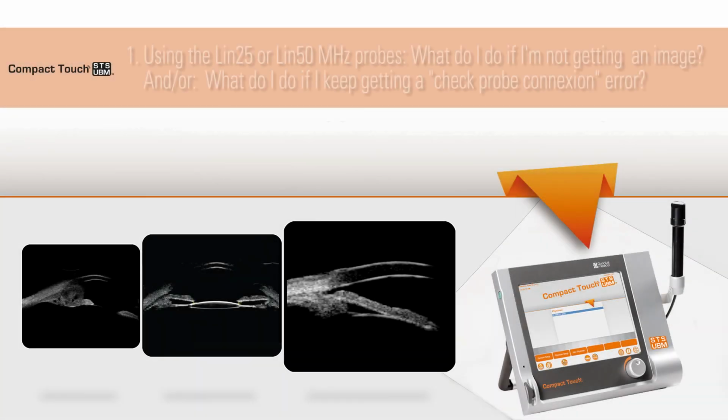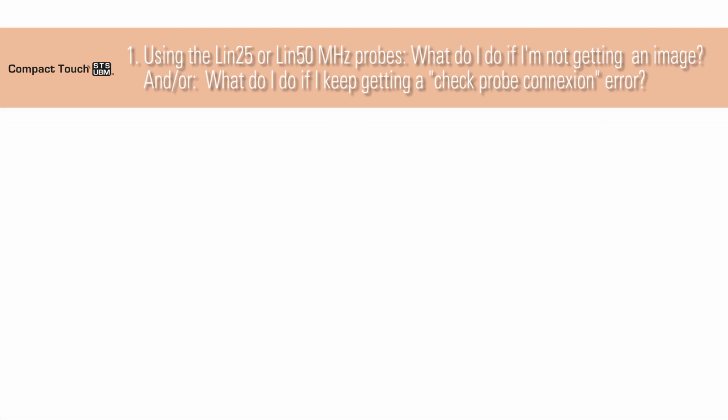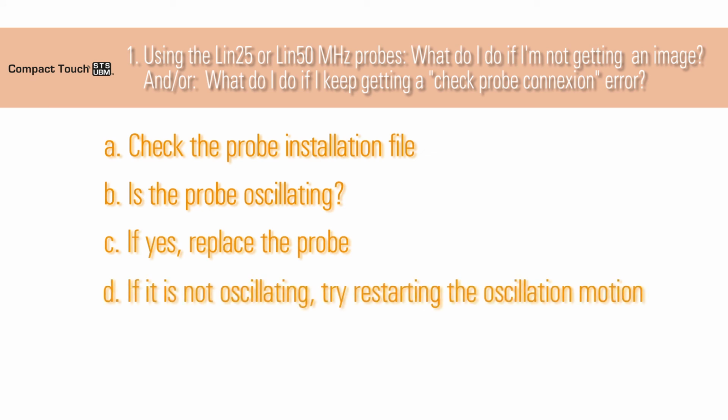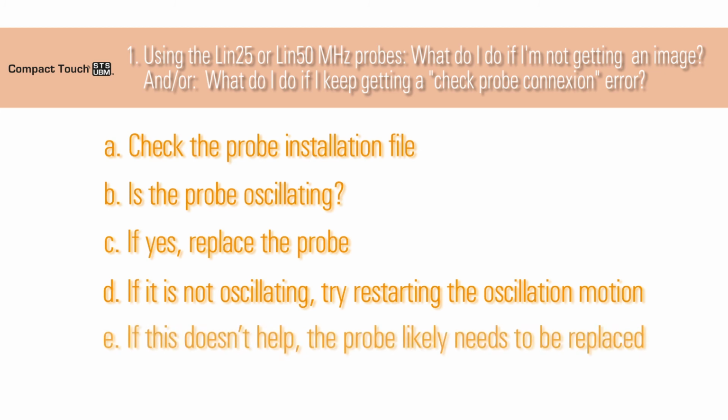1. Using the LIN 25 or LIN 50 MHz probes, what do I do if I'm not getting an image, and/or what do I do if I keep getting a check probe connection error? First, check the probe installation file. Is the probe oscillating? If yes, replace the probe, likely a transducer failure. If it is not oscillating, try restarting the oscillation motion by forcing the transducer movement gently with your finger. If this doesn't help, the probe likely needs to be replaced.